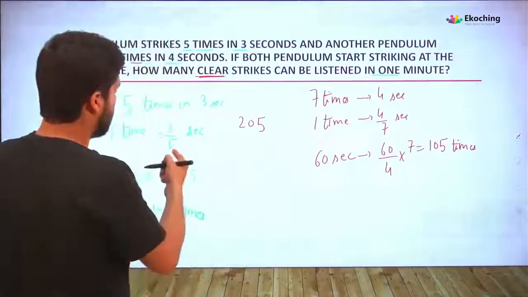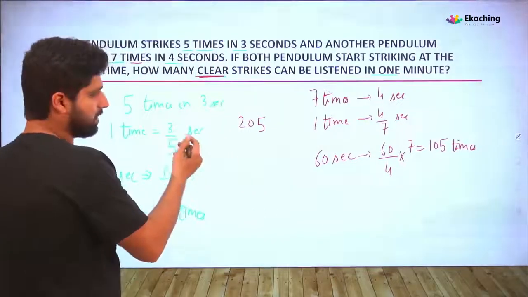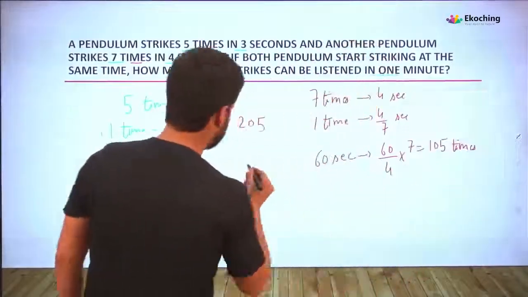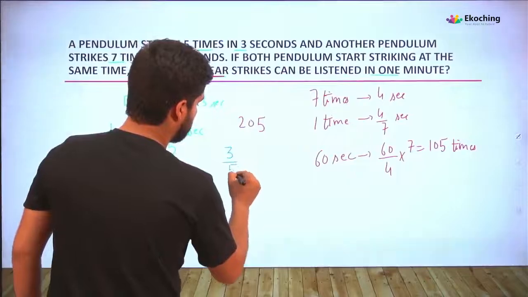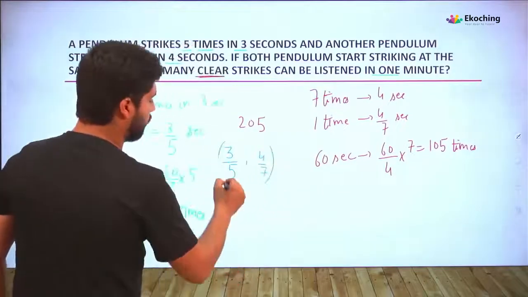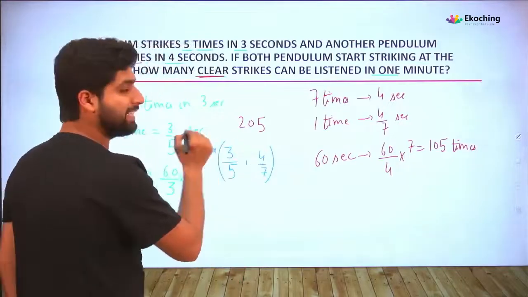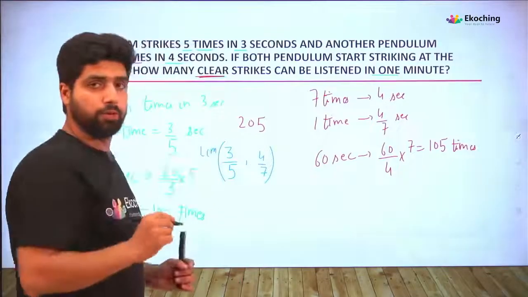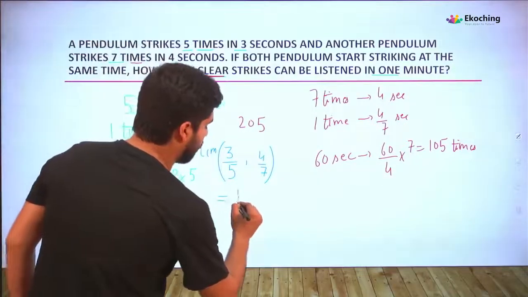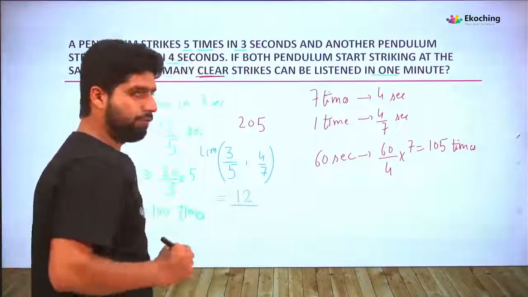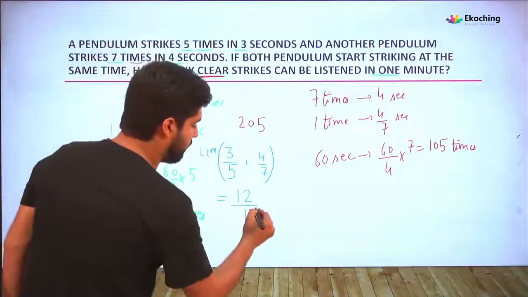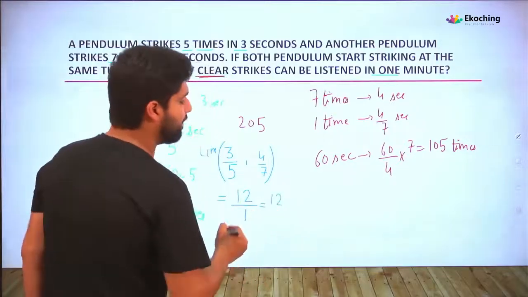So what we have? For one strike, this takes 3 by 5 seconds, and this one takes 4 by 7 seconds. So we need to find the LCM of these two numbers. How would I do it? I would take the LCM of numerators. So 3 and 4 will give me an LCM of 12, and the HCF of denominators, which are 5 and 7, will be 1. So we get LCM as 12.